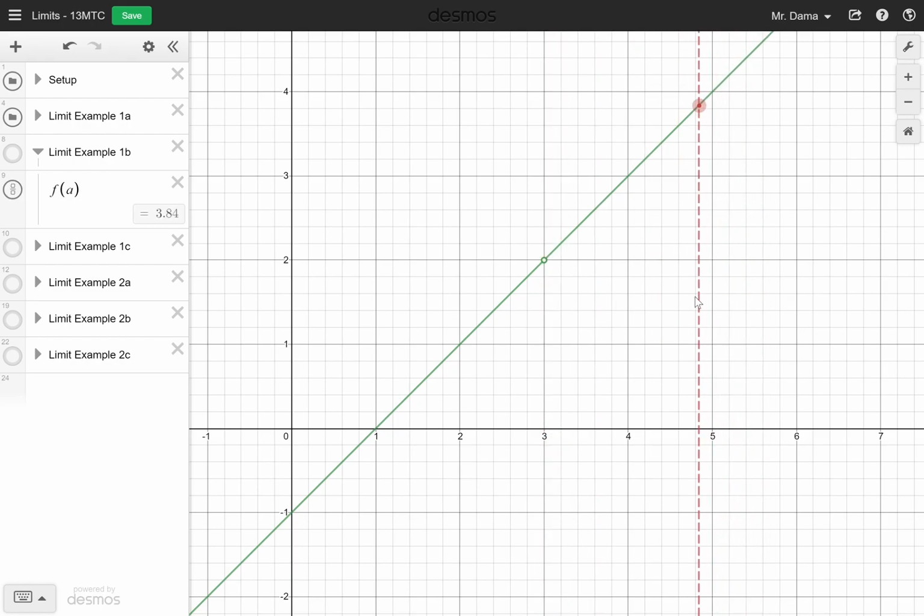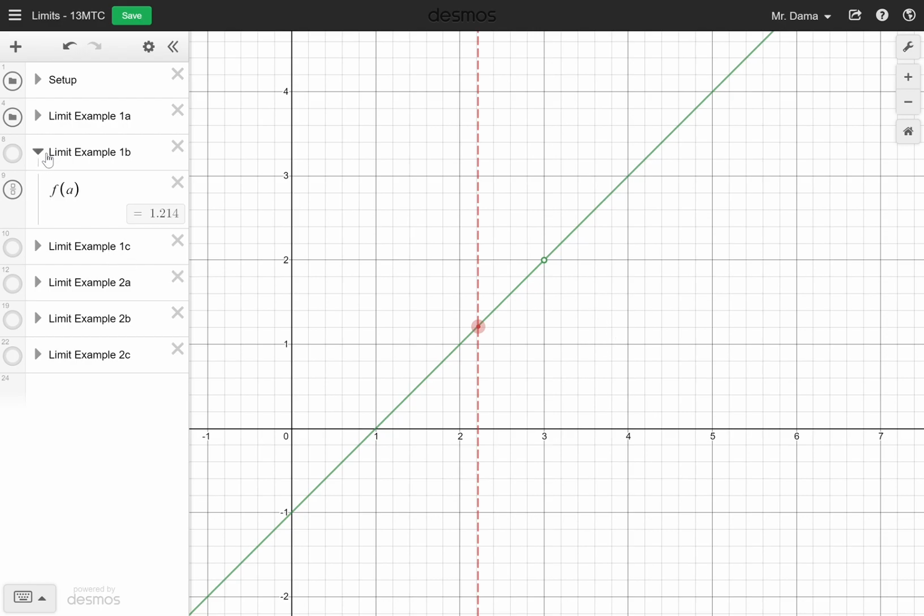The function is getting closer and closer to 2, but when x equals 3, this function is undefined. So we say this function is undefined at x equals 3, but the limit as x tends to 3 is 2.